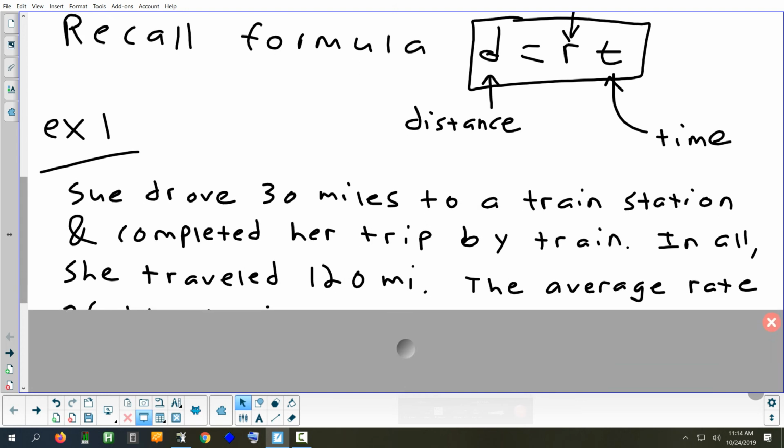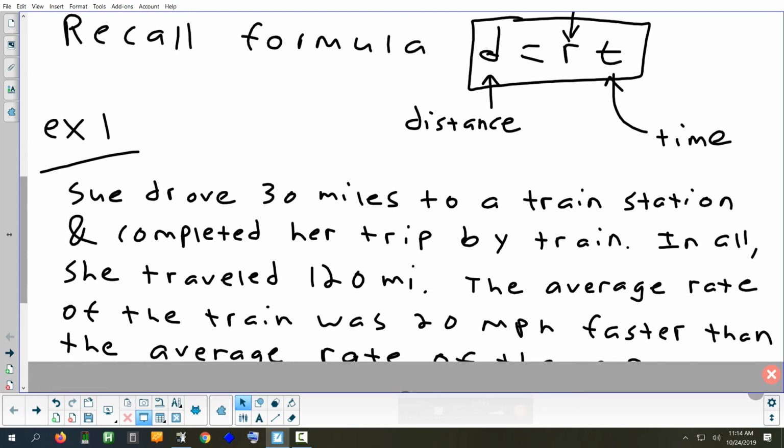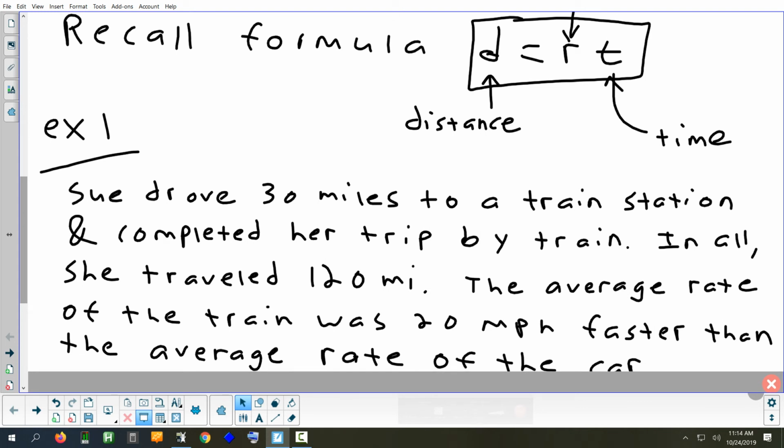So it says that Sue drove 30 miles from her house to a train station. She got on a train, and the train brought her the rest of the way to her destination. Altogether, she traveled 120 miles. We don't know how fast the train went. We don't know how fast she drove. All we know is that the train, on average, was 20 miles an hour faster than her car.